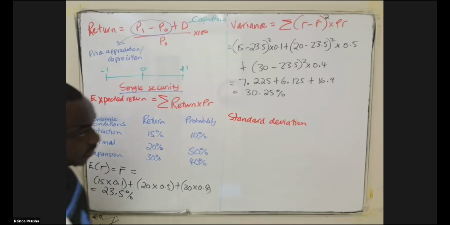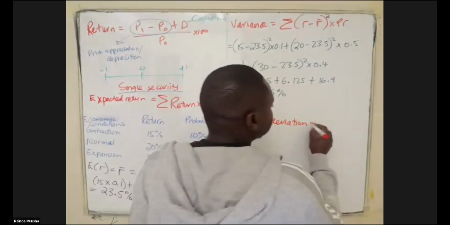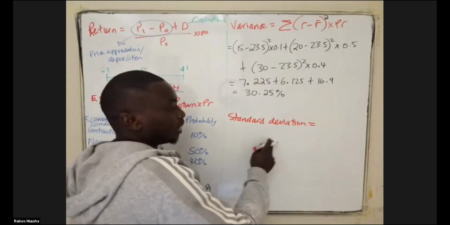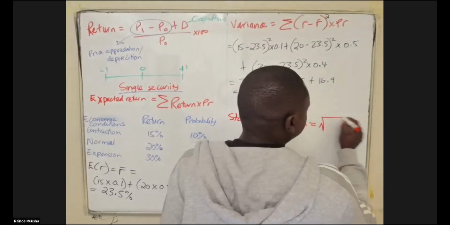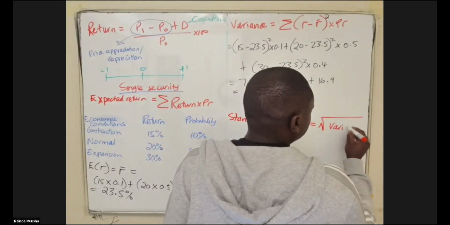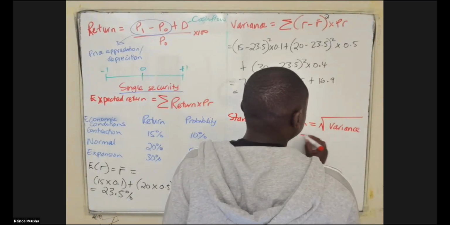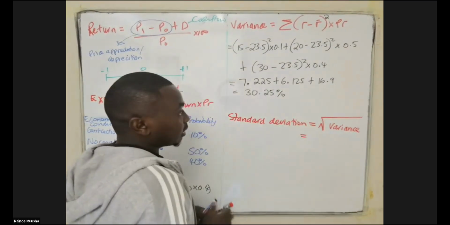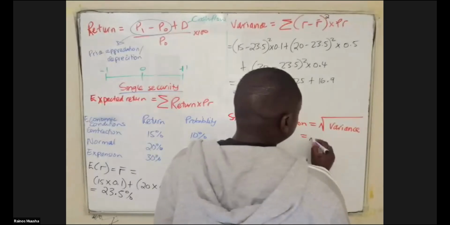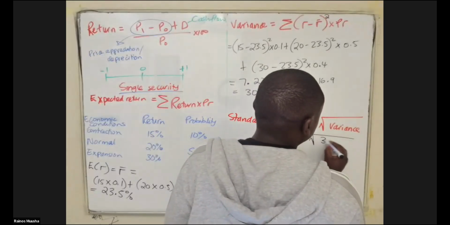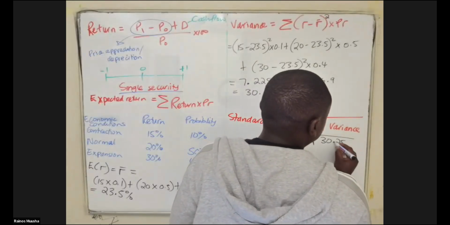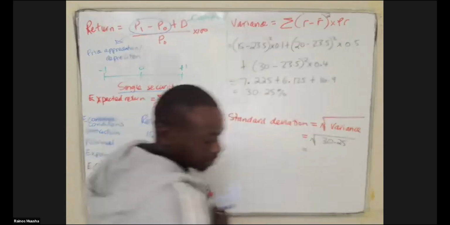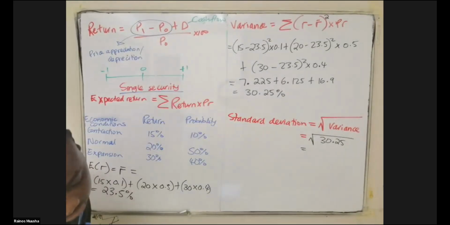Now that we have the variance, our next measure of risk would be the standard deviation. And the standard deviation is the square root of the variance. So in this case, it is going to be equal to the square root of 30.25. So how much would you get as your standard deviation?